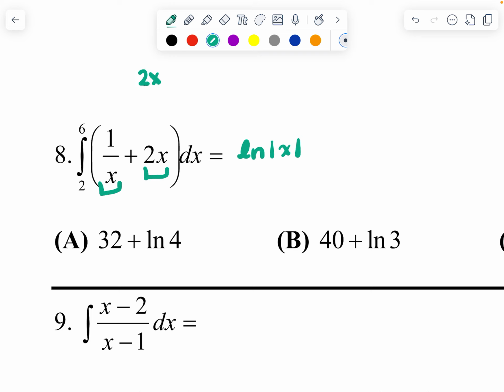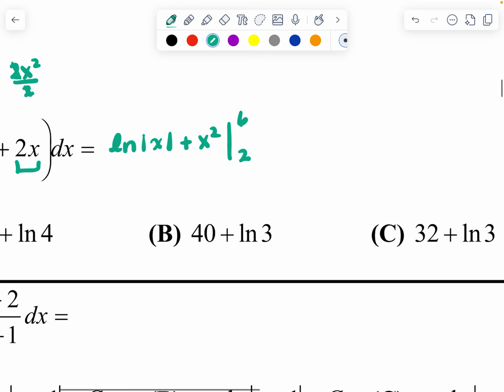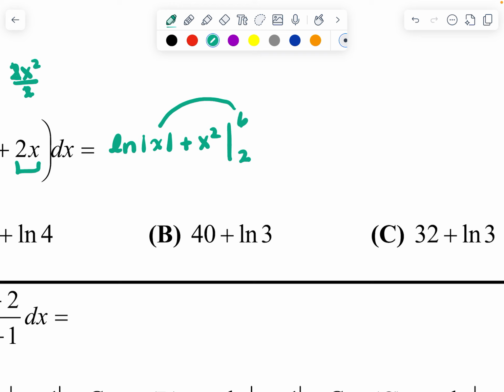We can write it up here if you want to. 2x squared over 2, which just simplifies to 2x squared. And then we're evaluating this from 2 to 6. Notice I'm not changing boundaries because I did not do a u-sub. So when we plug this in, remember, make your little template here, right? Top minus bottom so we can plug it in.